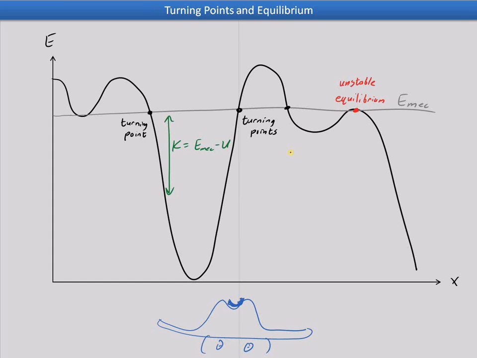Let's contrast that to a stable equilibrium. We have one of those over here. If I put a particle there, it would have zero kinetic energy, and it, in fact, wouldn't even be allowed to move either direction because it would have to have an impossible negative kinetic energy. It just stays there. So it's very stable.